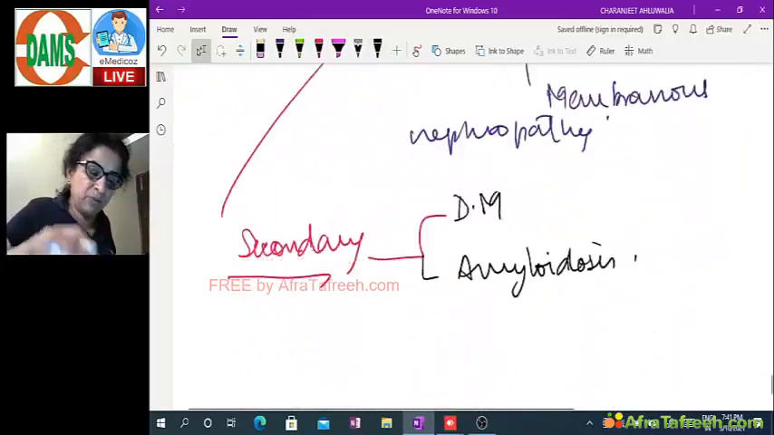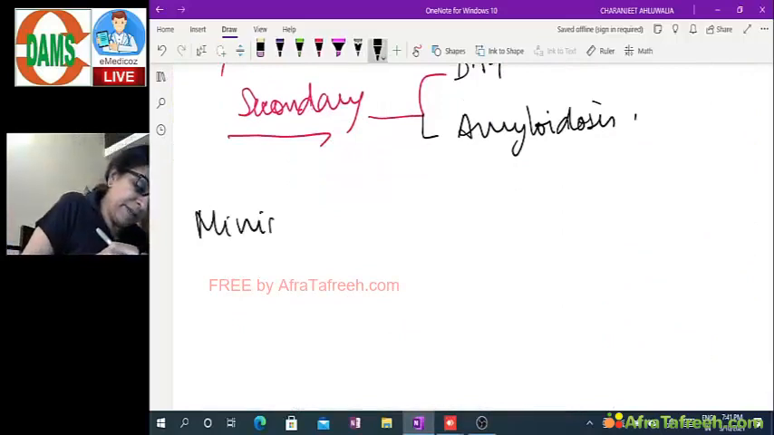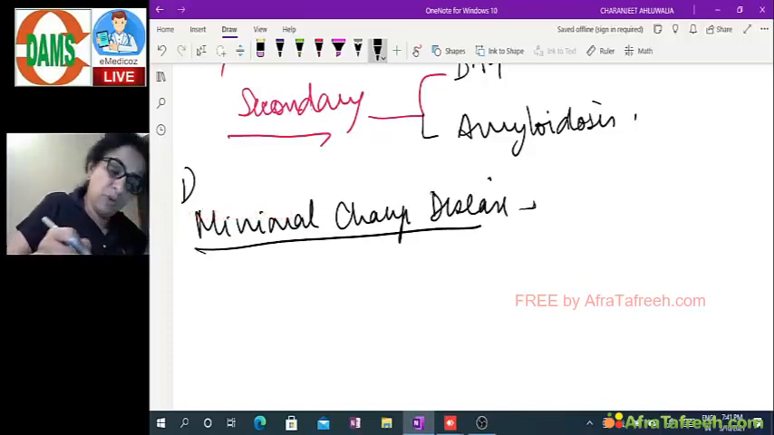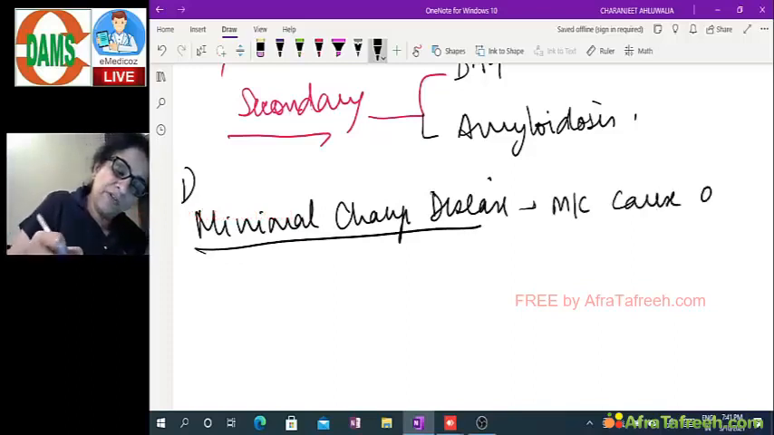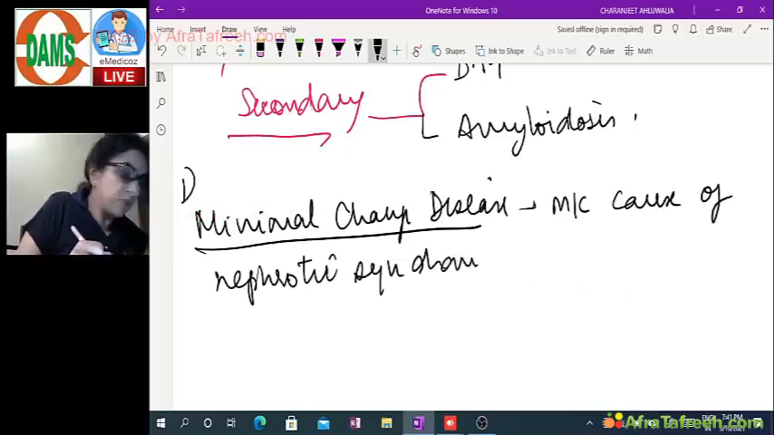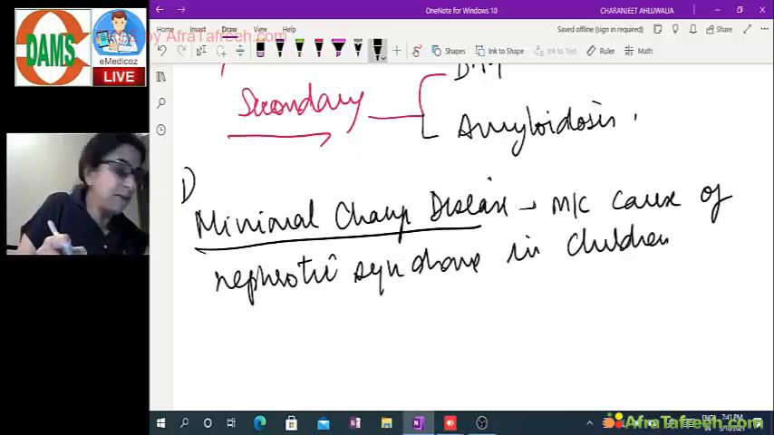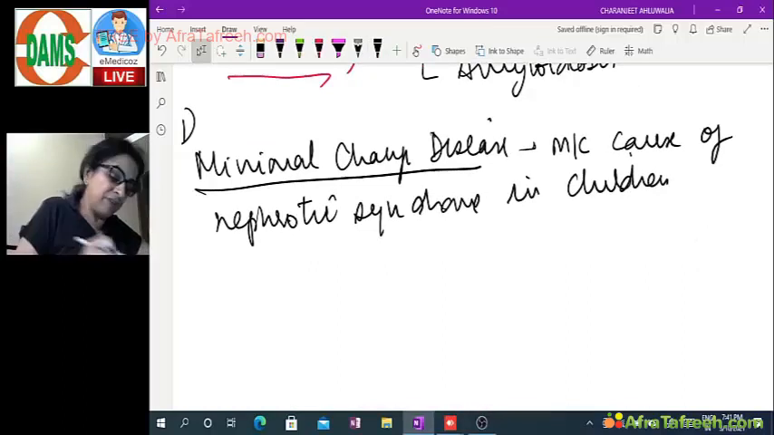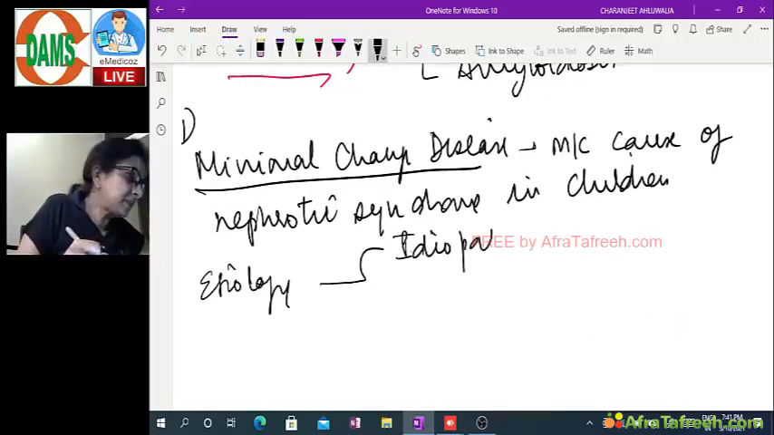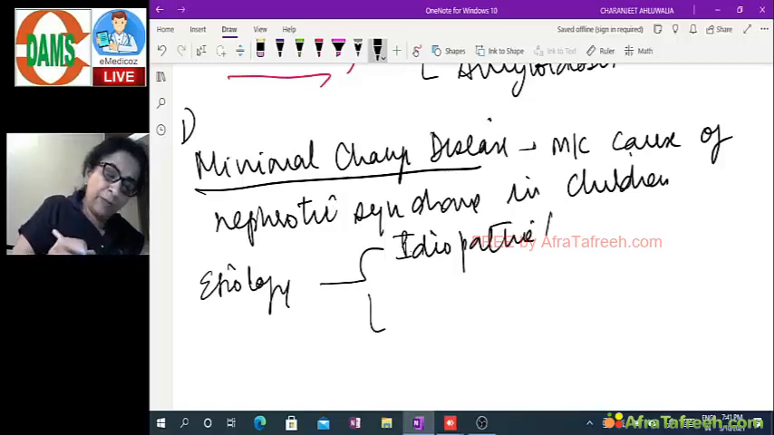So now let us start first with minimal change disease. Minimal change disease is the most common cause of nephrotic syndrome in children. And in etiology, it can be primary or idiopathic, or it can be secondary also.